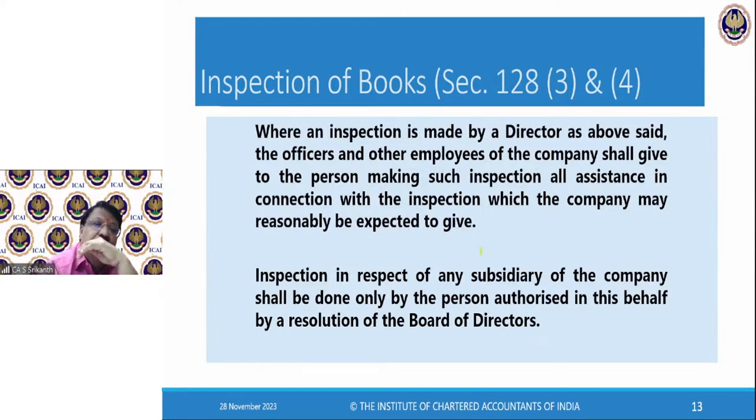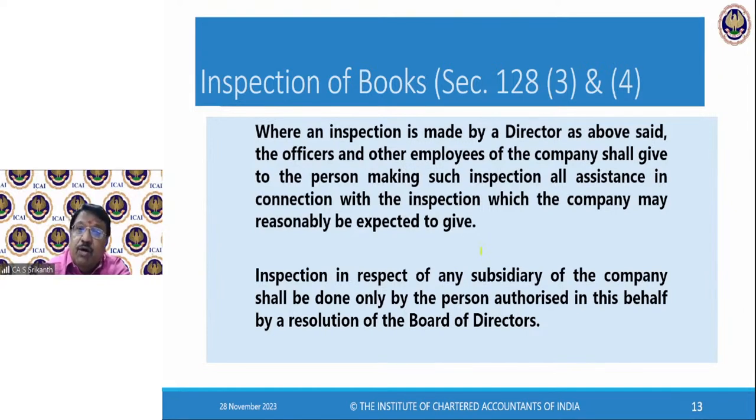Now, in case there is an inspection by a director, as above said, the officers and other employees of the company shall give to the person making such inspection all assistance in connection with the inspection. Okay, so whatever support he needs. Now, once he comes for inspection, you cannot simply give him access and say, go ahead, see what you want. In case he wants any record, you have to take it. In case he wants further explanation, you have to give it. Whatever is reasonably expected.